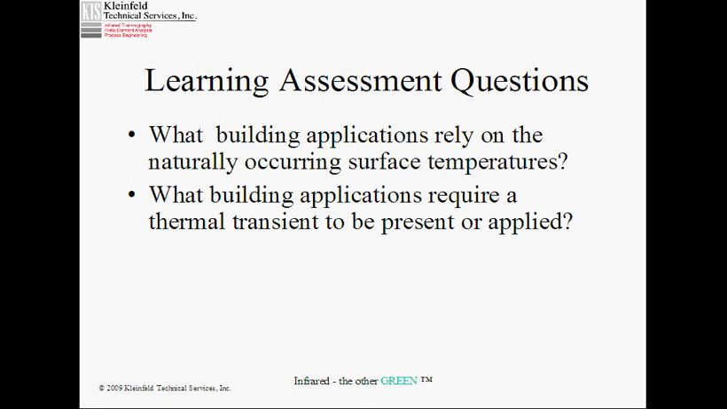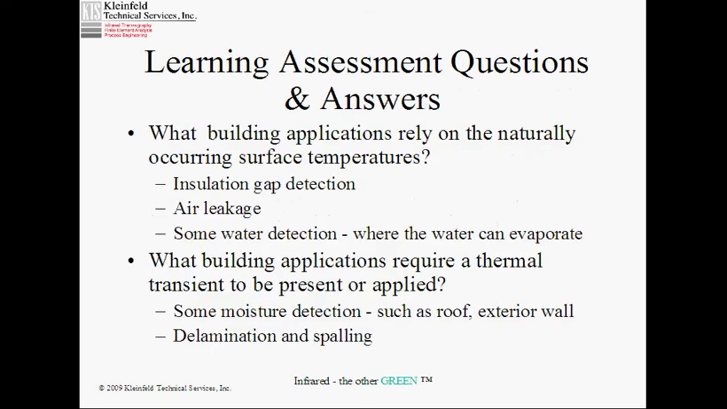All right. What building applications rely on naturally occurring surface temperatures? I'll let you volunteer this time. I'll make you volunteer this time. Okay. Any others? Not really. Delamination, you generally need to apply a transient. Air leaks, yes. Water if it's not trapped.